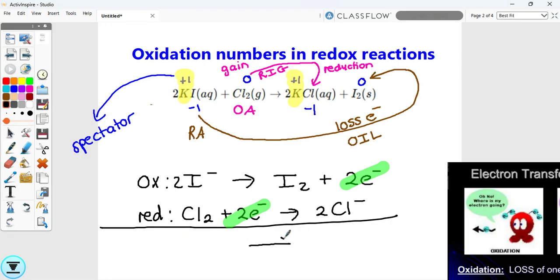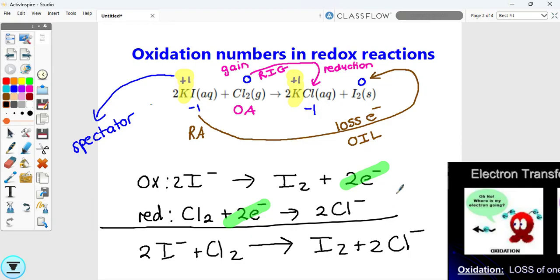Now you're going to put your one-way arrow. Remember, all of them one-way arrows. You're going to say 2I minus, write everything on the left-hand side on the left, plus Cl2 gives us I2 plus 2Cl minus. And that is our net ionic equation. All right, so this is a pretty easy one.